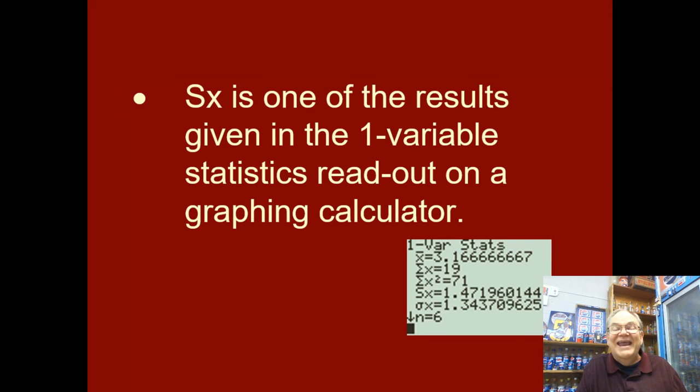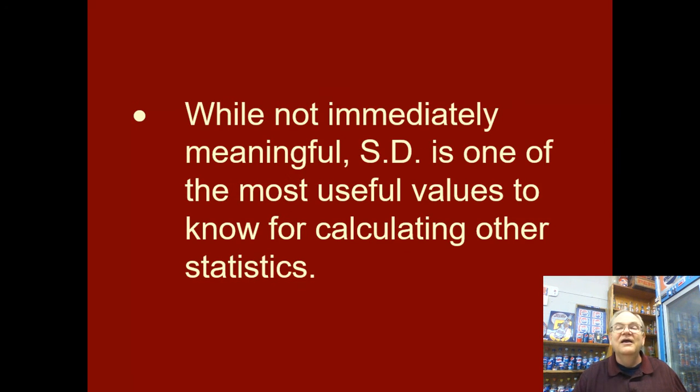What it is, is an estimate of what would be true for the whole population. But that's just an estimate. The Sx is the actual calculated value for the sample. And so since it's the accurate one, that's the one that we use. So Sx is standard deviation.